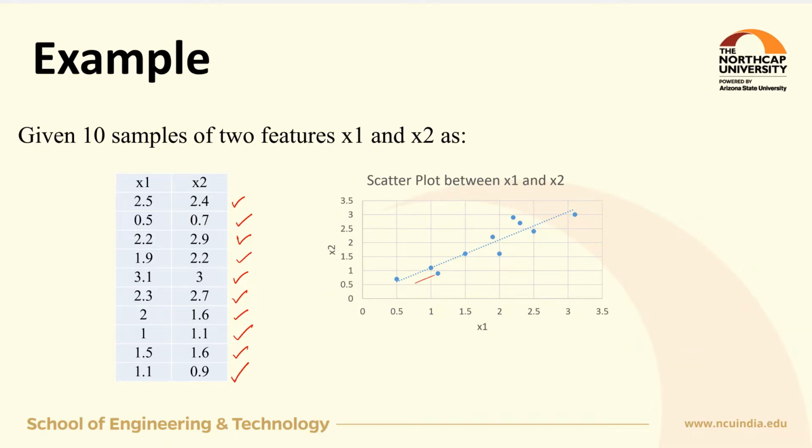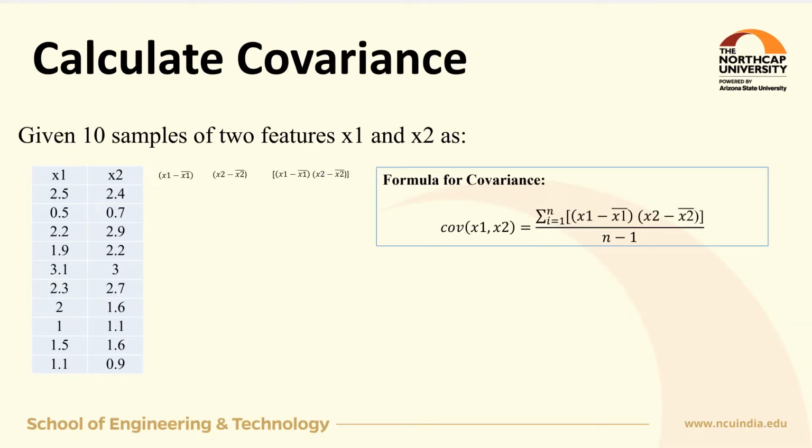the relation between these two, I can observe that with increase in the values of x1, x2 is also increasing. So there is a positive correlation between these two variables x1 and x2. So my covariance between x1 and x2 should come out to be positive. I am not bothered about the magnitude of this, only because this covariance tells us about the direction of relationship. Now calculate the covariance between the two features x1 and x2, which is given by this formula.